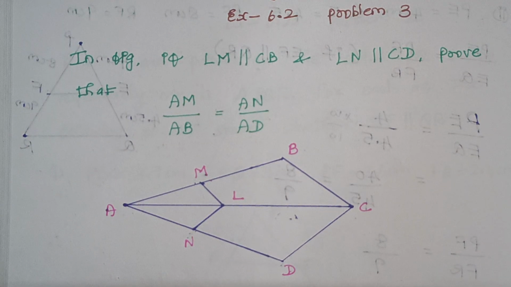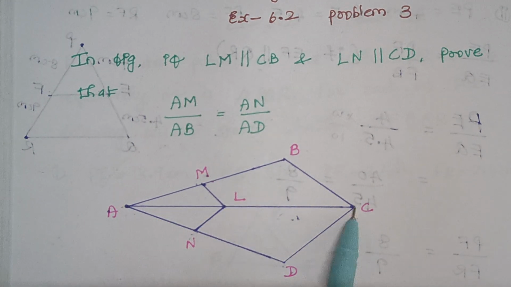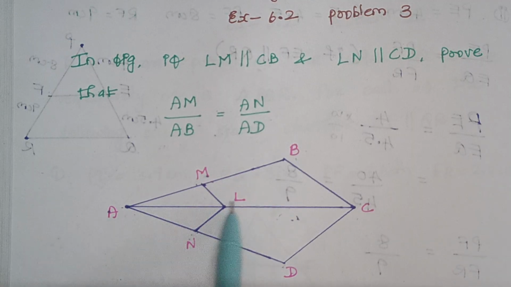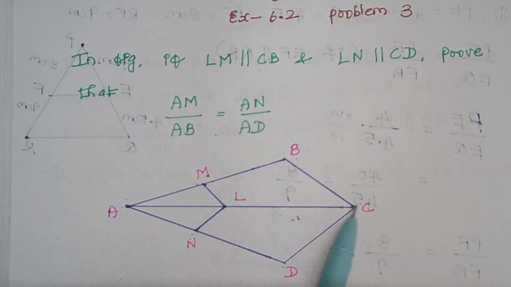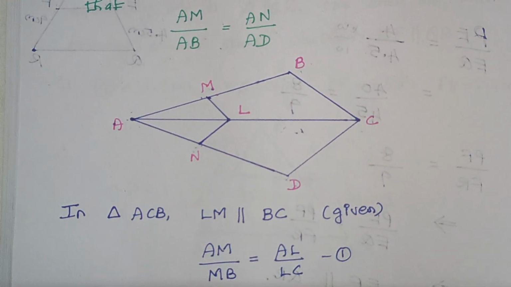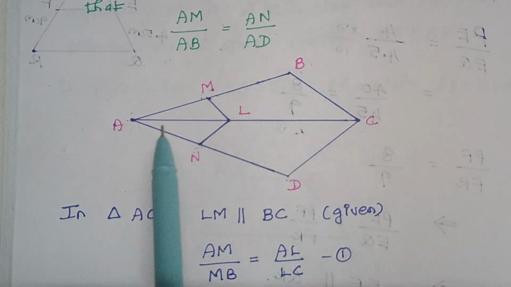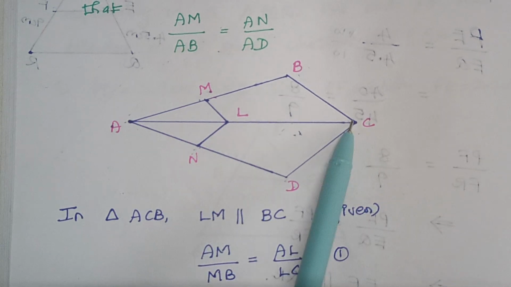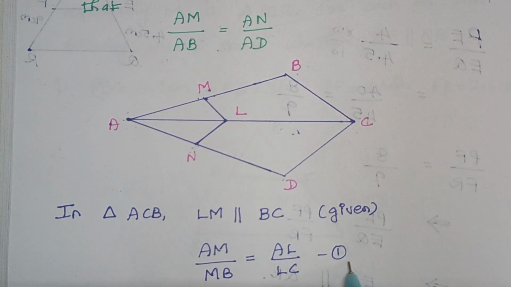So first I am considering the triangle ACB. Right, when you look at this triangle, it is clearly given, right? LM is parallel to BC. Right, so here we are again making use of the basic proportionality theorem. AM by MB is equal to AL by LC. Right, make it as equation number 1.